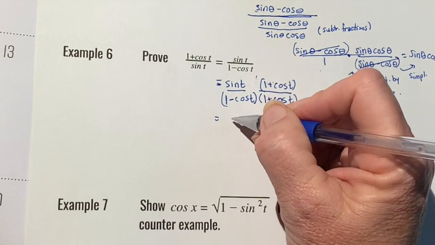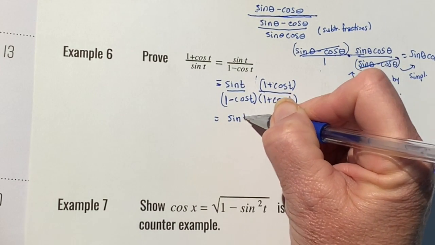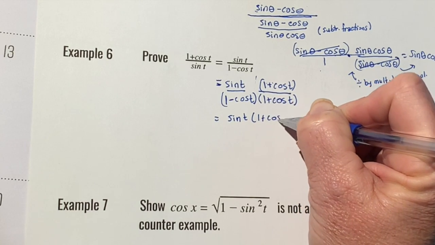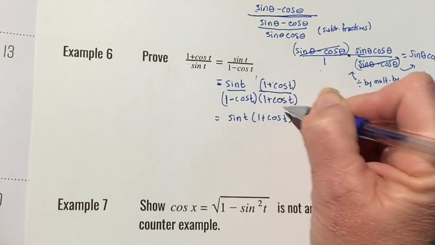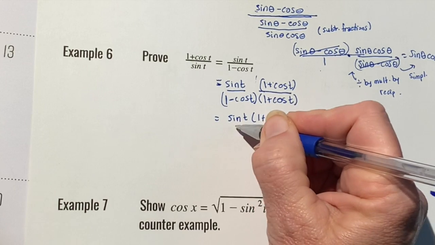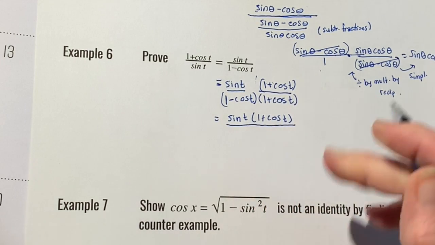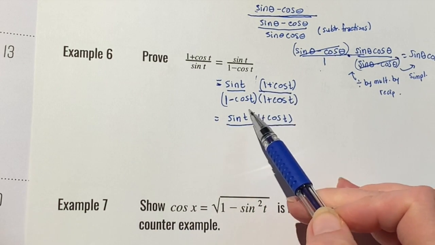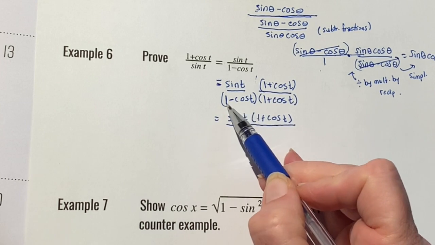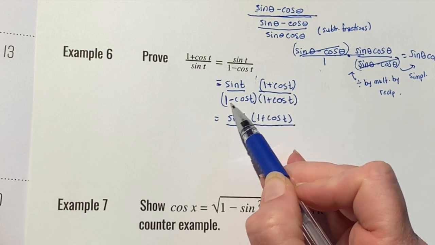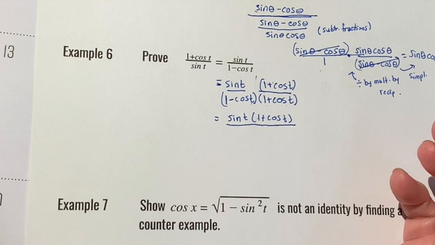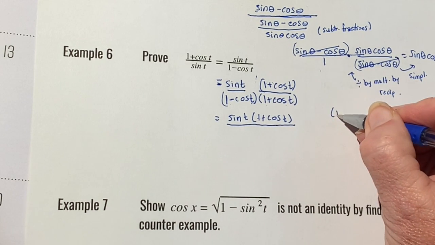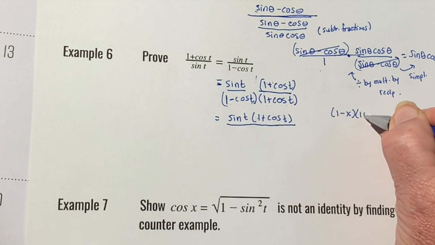Okay, so in the numerator I have sine t times 1 plus cosine t, and you may be thinking, why didn't you go ahead and distribute that out? I may. We'll see when I get to the next step or two if I need to do that. Right now I'm just going to leave it like it is. In the denominator, I'm going to go ahead and multiply these together: 1 minus cosine times 1 plus cosine. No different than if you were doing 1 minus x times 1 plus x.